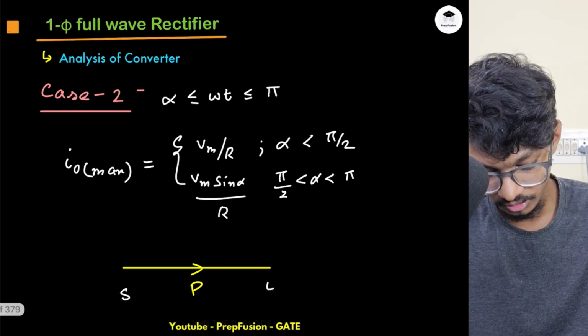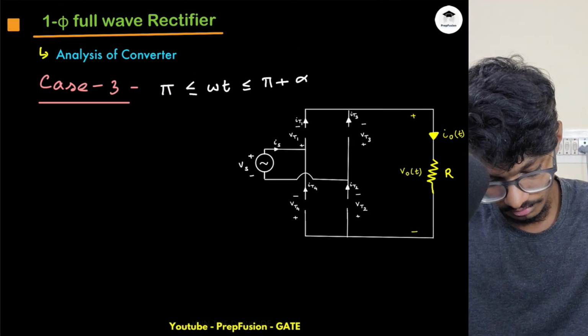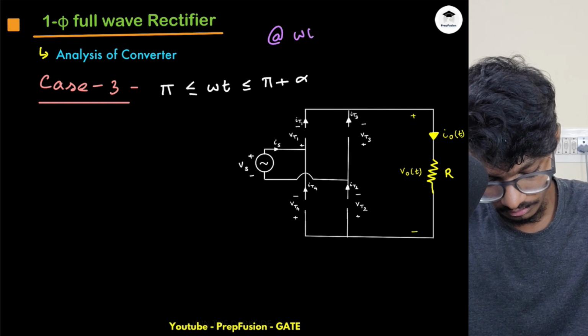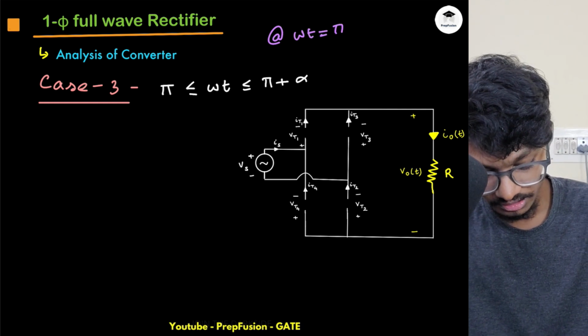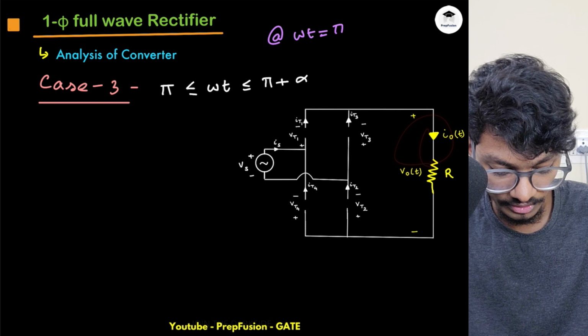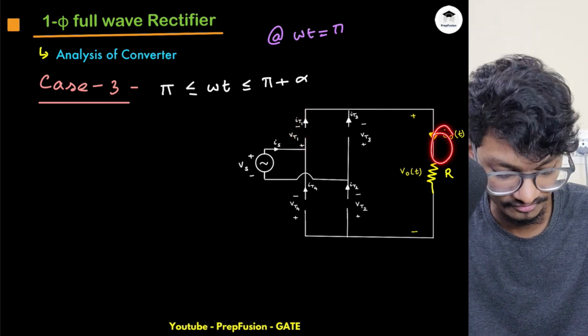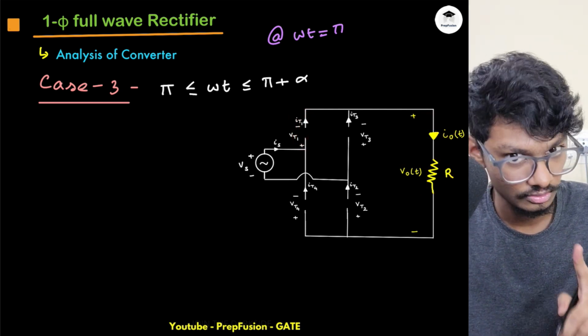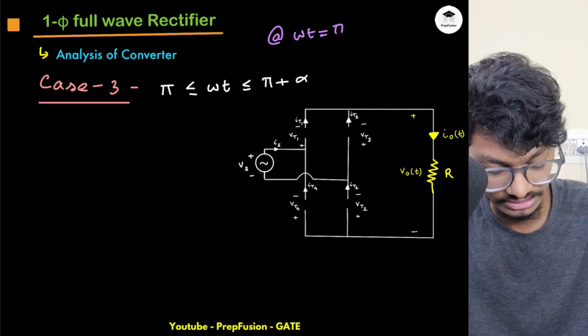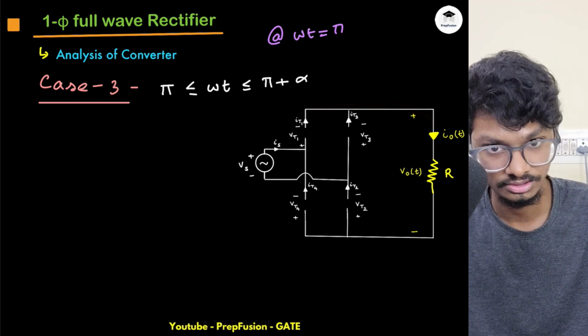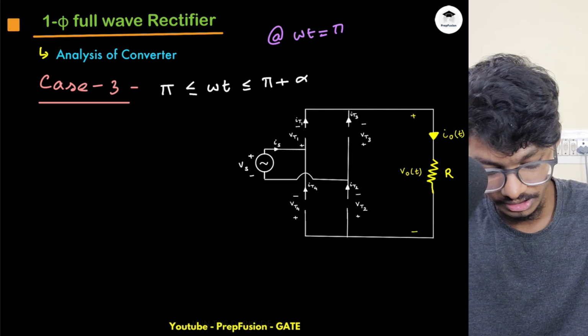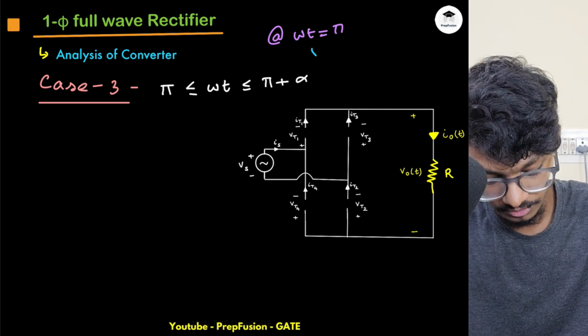So at omega t equals pi, because the current reduced to 0, they went to natural commutation. Again, it tries to go negative because VO is equal to Vs. Hence, current tries to flow in this direction, which is not possible. So at omega t equals pi, natural commutation.